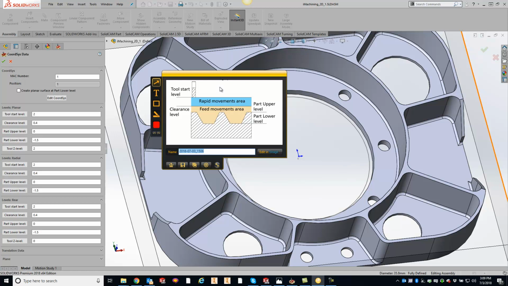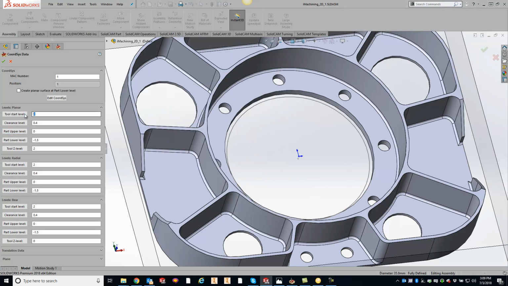So what's going to go on here is the tool is going to rapid from the tool start level all the way down to the clearance level. And then once the tool hits that clearance level, it's going to go into the feed mode, and the feed mode goes from the clearance down to the part level. So we've got our tool start level here, and our clearance level.